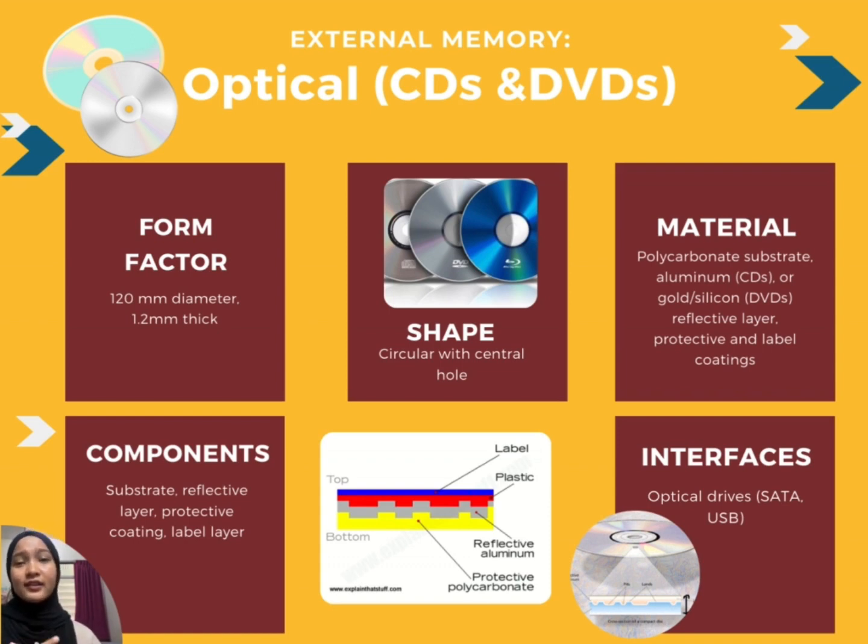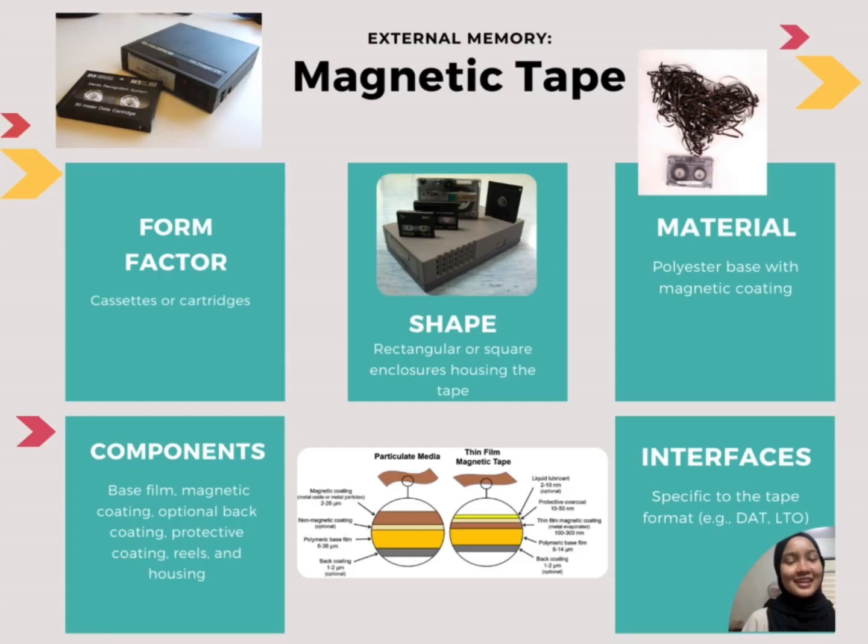As per components, these discs are made up of the substrate, reflective layer, protective coating, and also label layer. For the interfaces, they are read by optical drives that are typically connected via SATA or USB. Lastly, we have magnetic tape, which is often used for backup and archival storage.